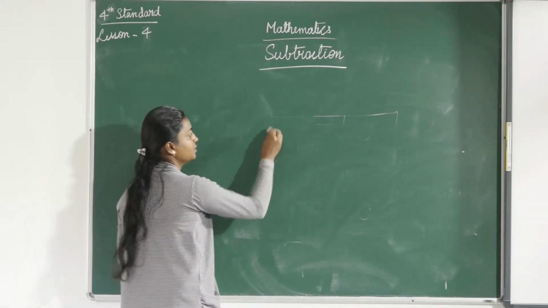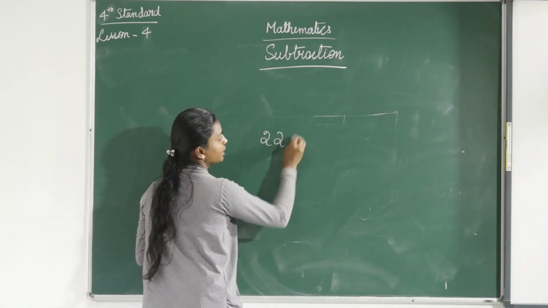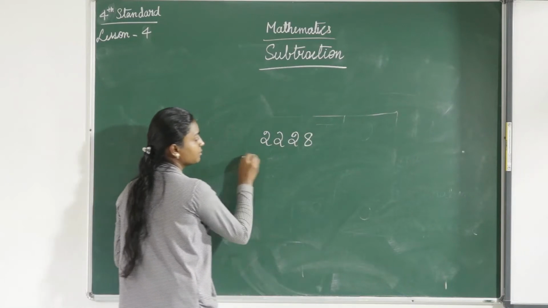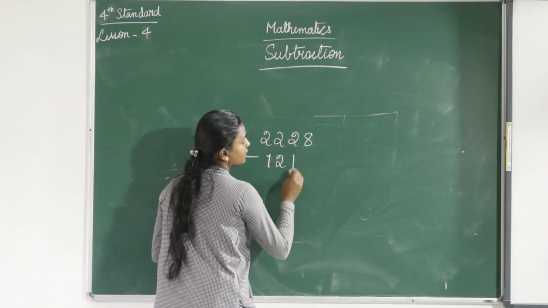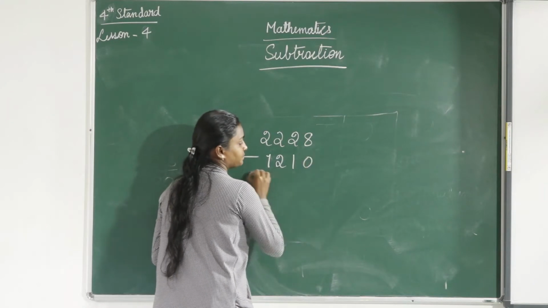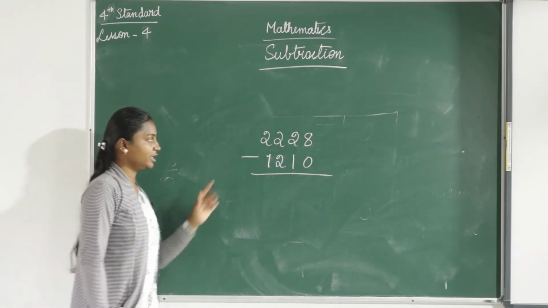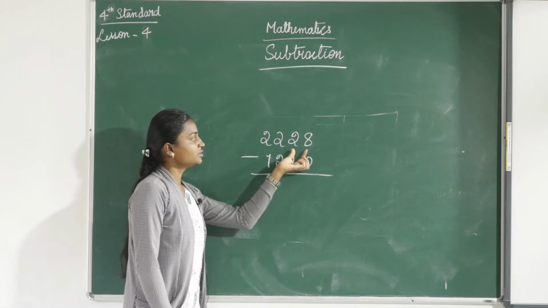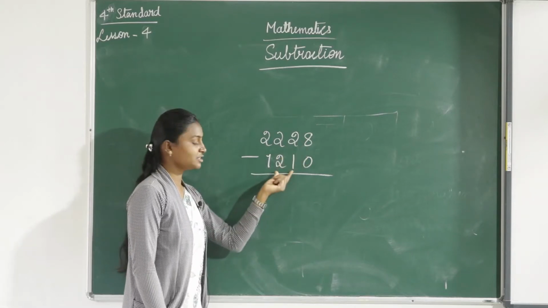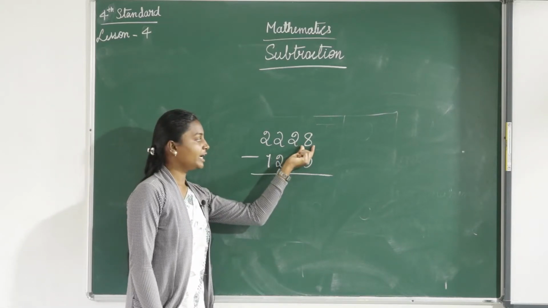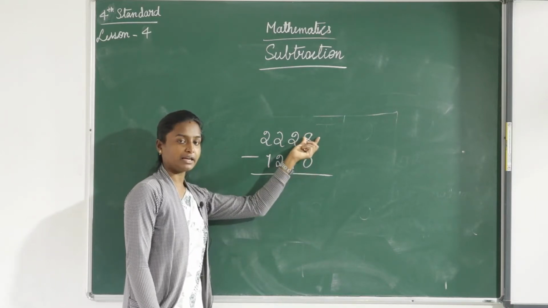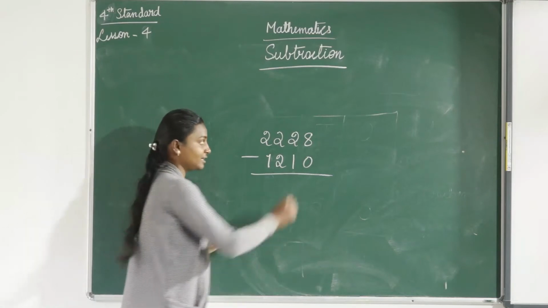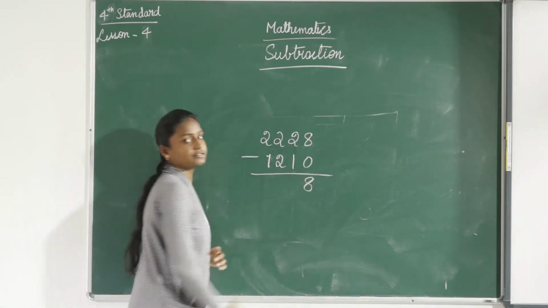Here you have the numbers 2228 minus 1210. Now let's subtract. This is the greater number, from this we have to subtract the smaller number. So 8 minus 0, 0 means nothing. You are not taking anything from 8. It means 8 is as it is. So it will come down as it is.